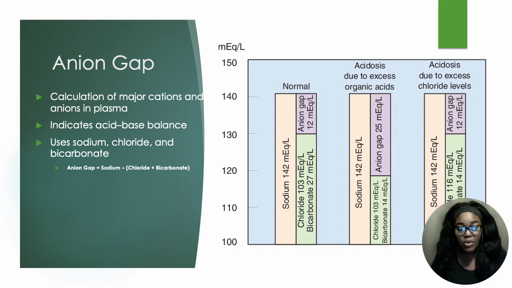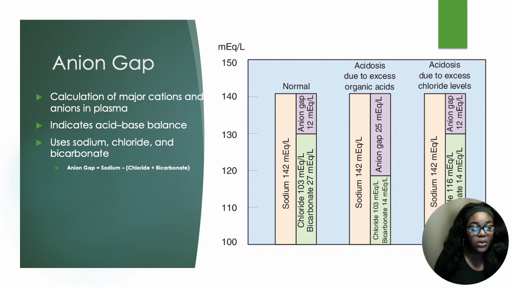So here in this example, we'll subtract the chloride and bicarbonate level from that of the sodium. So sodium's 142, you have chloride of 103, and bicarbonate levels of 27. What you'll do is add the chloride and the bicarbonate together. That should give you a value of 130. You subtract that 130 from 142, and that gives you an anion gap of 12, which would be normal. So that falls within that anion gap range of 10 to 14. We would consider that a normal value.